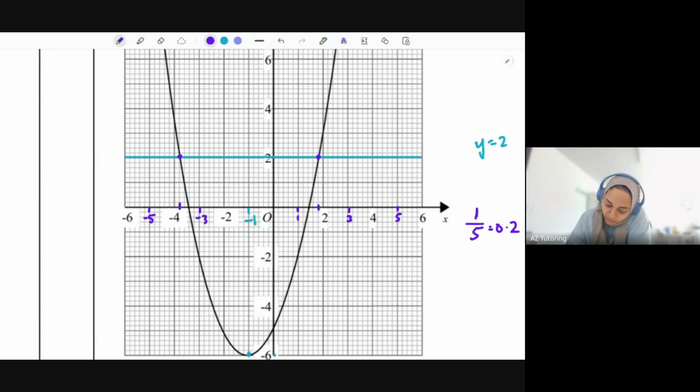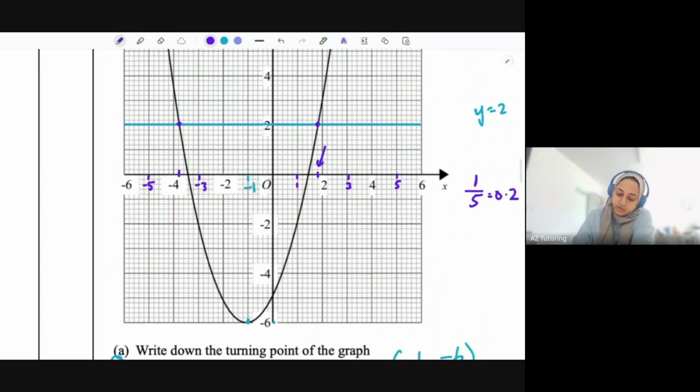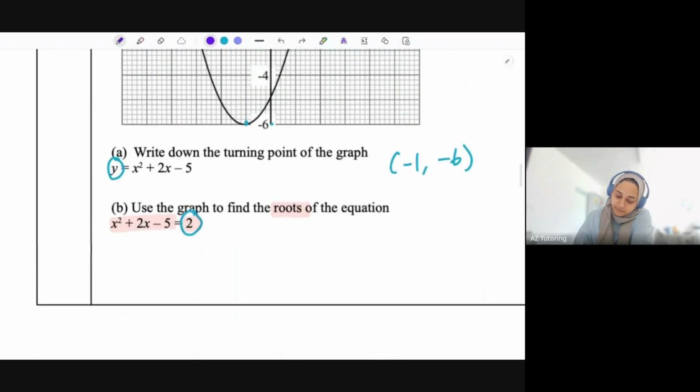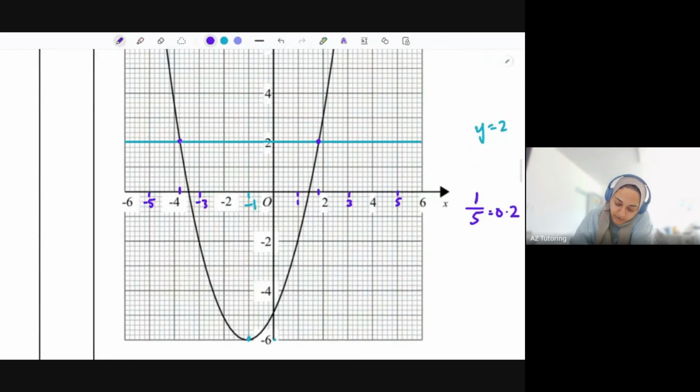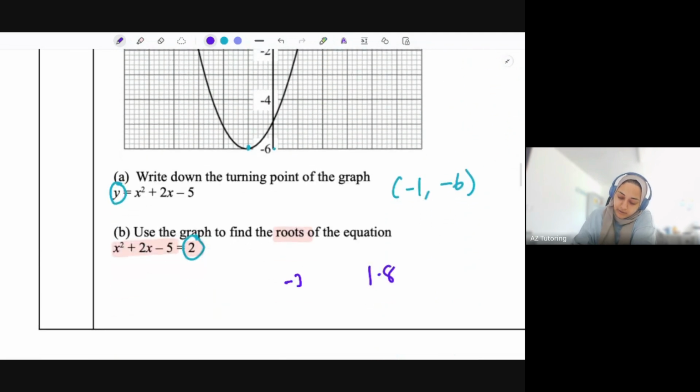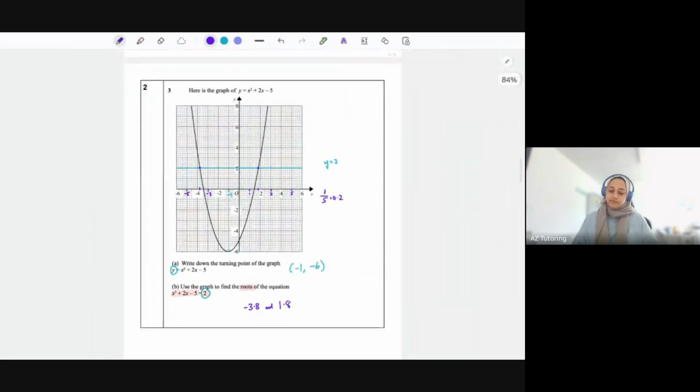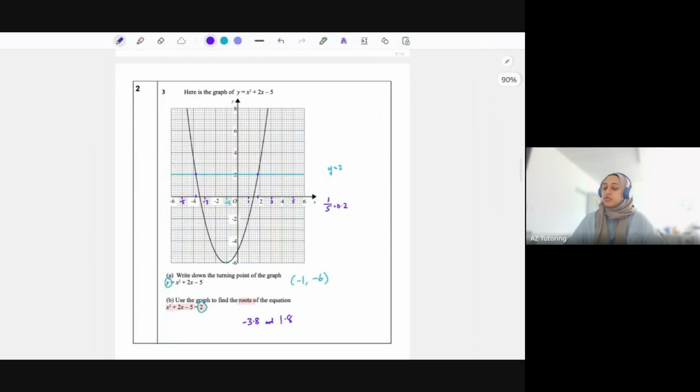Okay, so this one here, we've got 1.2, 1.4, 1.6, 1.8. So that's 1.8, and we can write that down. And the next one over here, we can say that's roughly minus 3.2, minus 3.4, minus 3.6, minus 3.8. So minus 3.8 and 1.8, they're your two answers for the roots. So that's that quadratic equation.